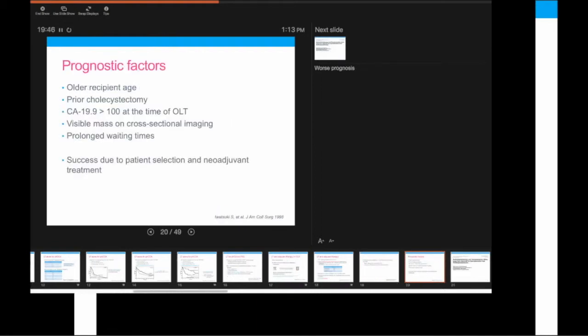What the studies did demonstrate, though, is that there are certain prognostic factors in these patients. So prognostic factors that portend a poorer prognosis include older age, prior cholecystectomy, CA19-9 greater than 100 at the time of transplant, a visible mass on cross-sectional imaging, and prolonged wait times. However, they also did find in retrospective analysis that there were certain successful prognostic factors, including strict patient selection as well as neoadjuvant treatment.